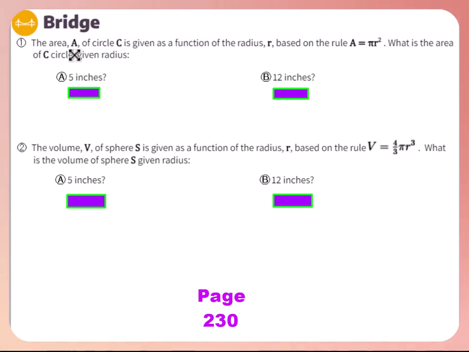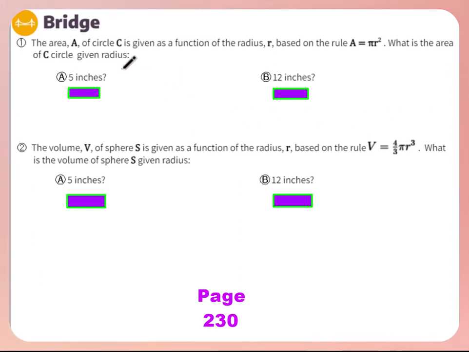Question number 1 says the area A of circle C is given as a function of the radius based on the rule A equals pi r squared. What is the area of circle C given radius 5 inches?